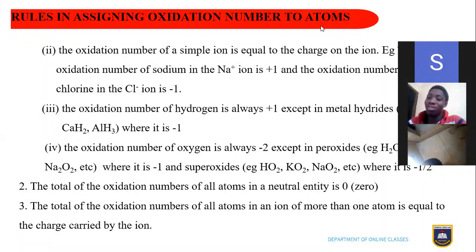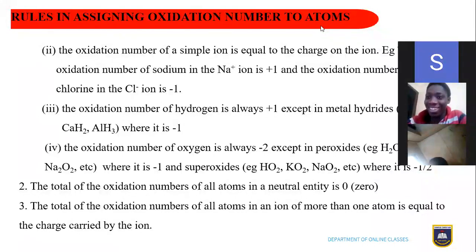If the element has less than 4 electrons in the valence shell, the number of electrons it has in the valence shell, that's its valency, because that's the number of electrons it will give out. So if it has 1, the valency is 1. If it has 2, the valency is 2. If it has 3, the valency is 3.